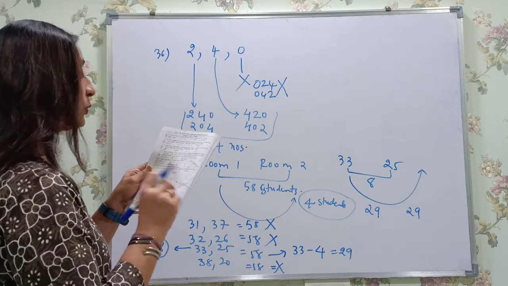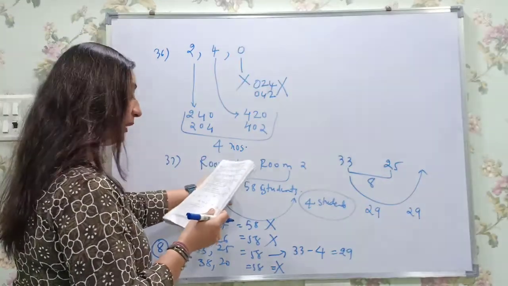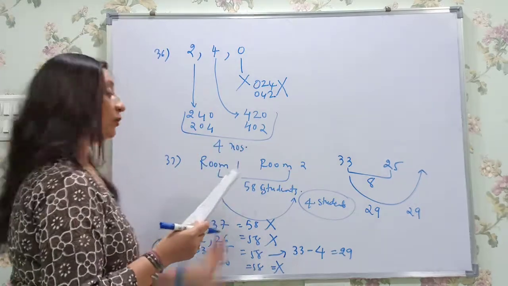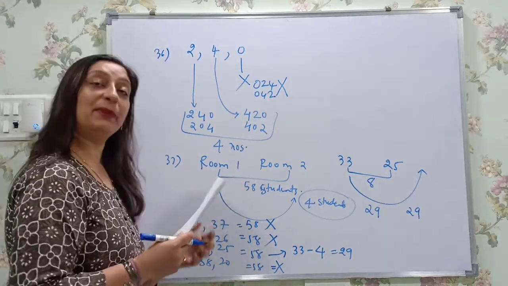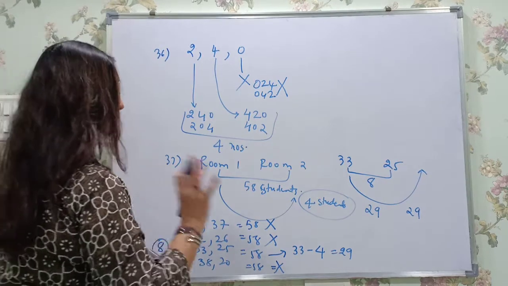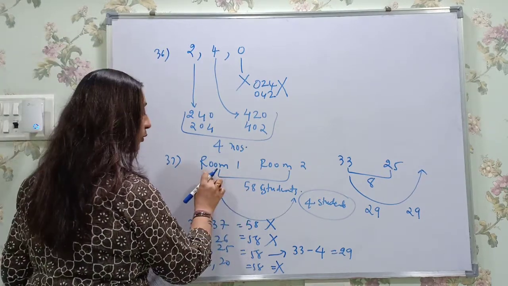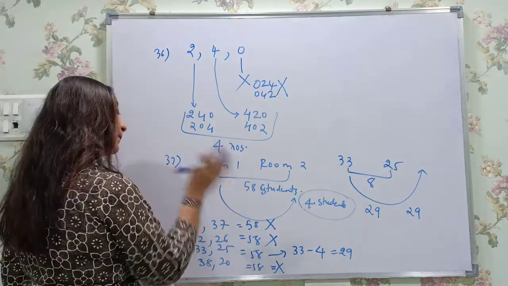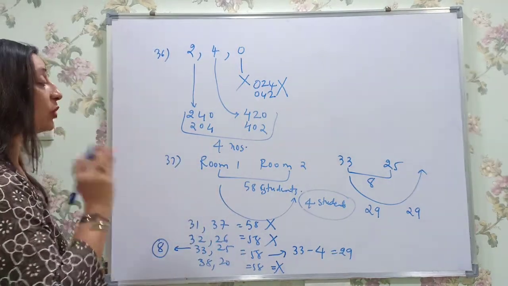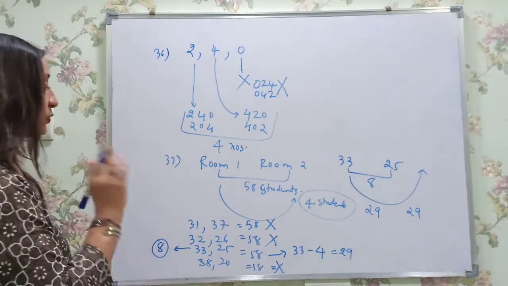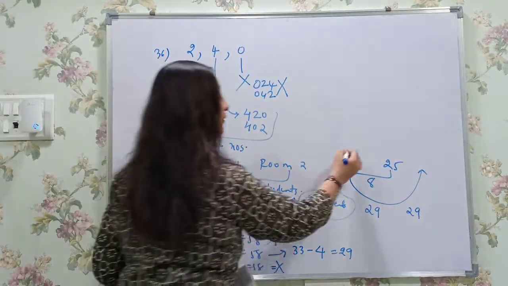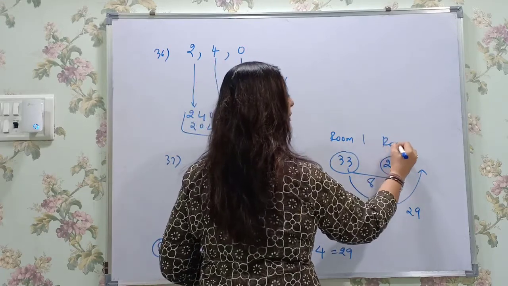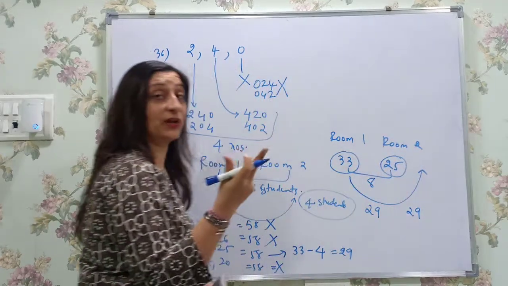So room 1 and room 2 have 58 students in total. 4 students are transferred from room 1 to room 2. Now there are 58 students in both rooms combined, but we don't know how many right now. Okay, 58 students, out of which 4 students from room 1 went to room 2. Now, before transferring, what was the number of students in room 1 and room 2? So room 1 had 33 students before, and room 2 had 25 students before transferring.